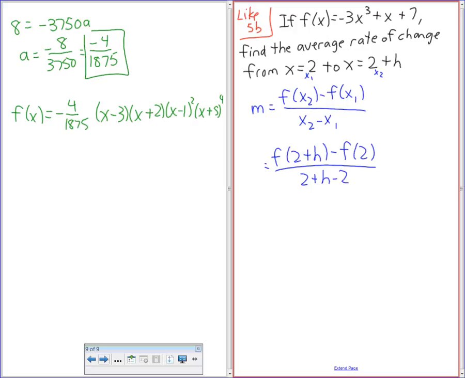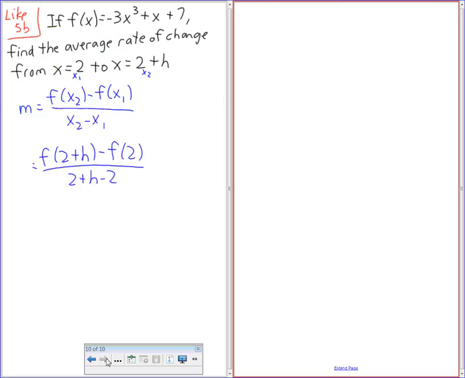So let's do f of 2 plus h. I'm going to do these separately to bring it together, because this is going to be a monstrosity, okay? I'll give you the first step, and I want you guys to finish that. f of 2 plus h is going to be negative 3 times 2 plus h cubed, plus 2 plus h, plus 7. All right, I'm going to remind you of Pascal's triangle if you need reminding here, okay? Here we go, ready for Pascal's triangle?